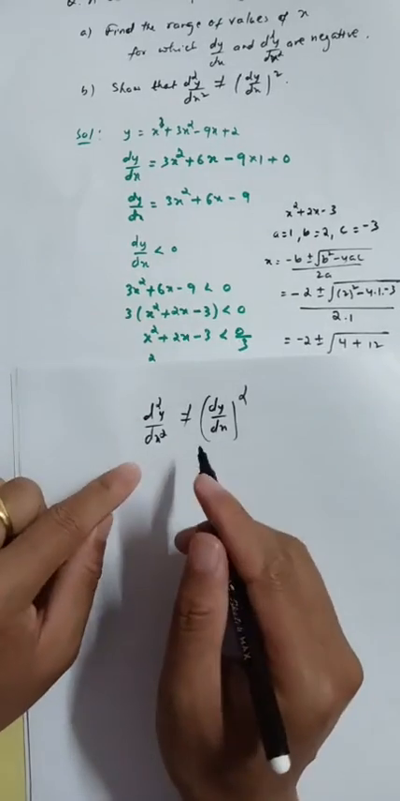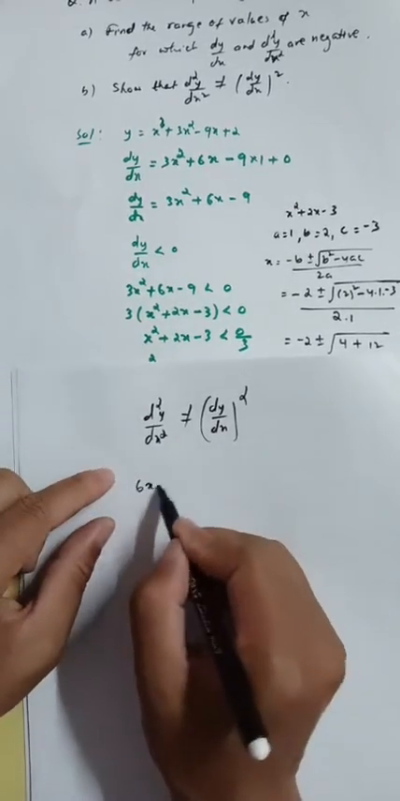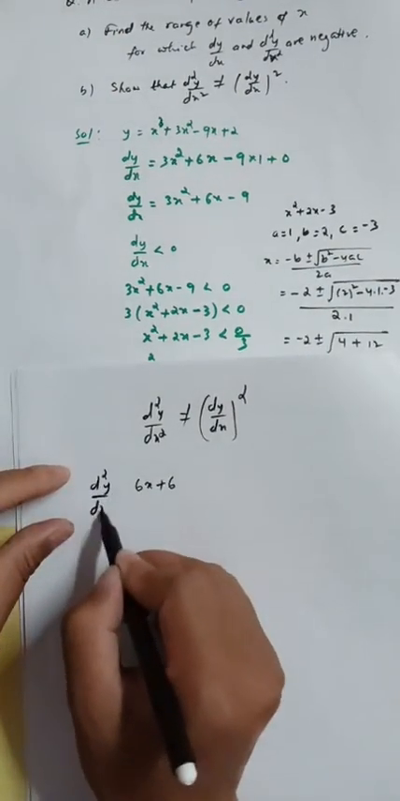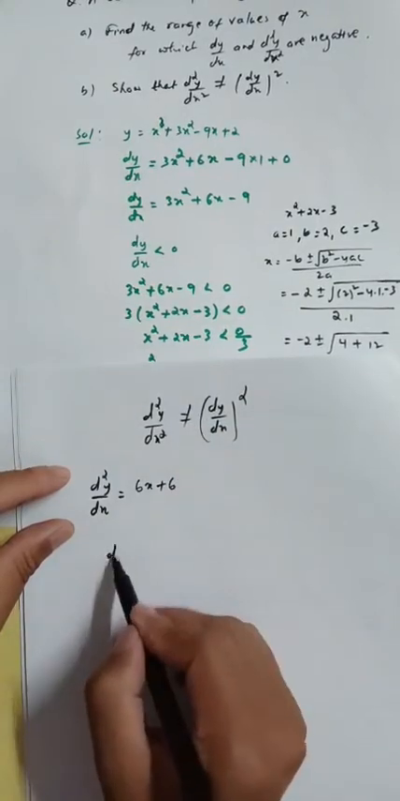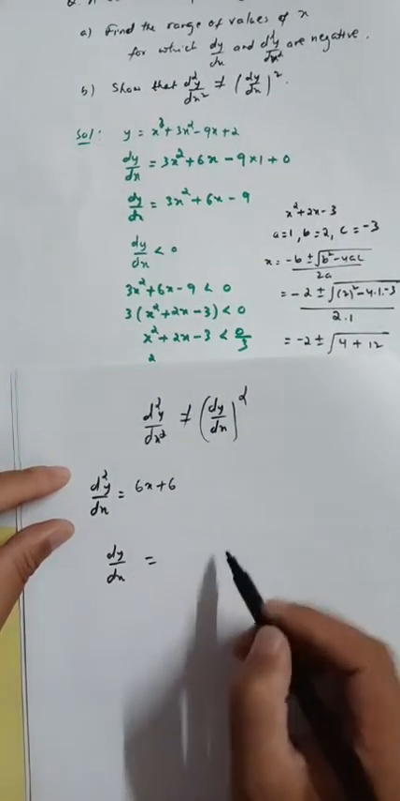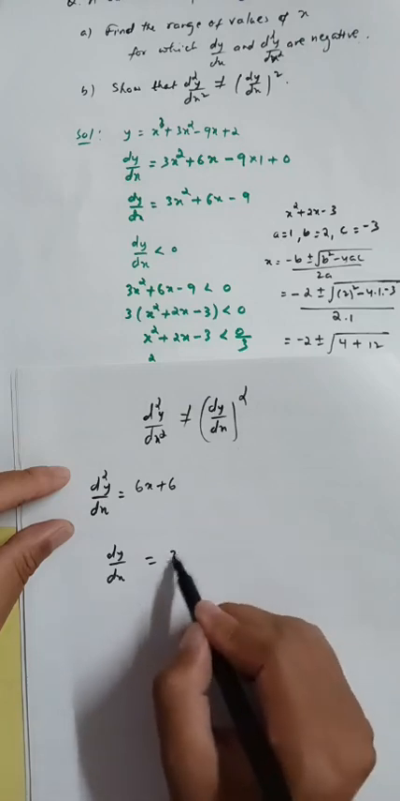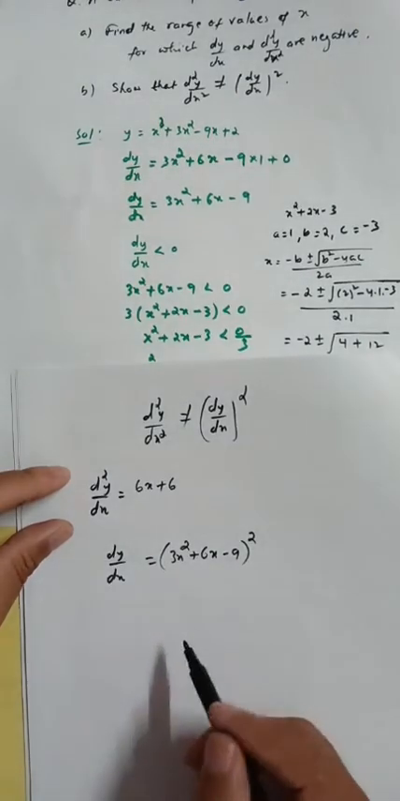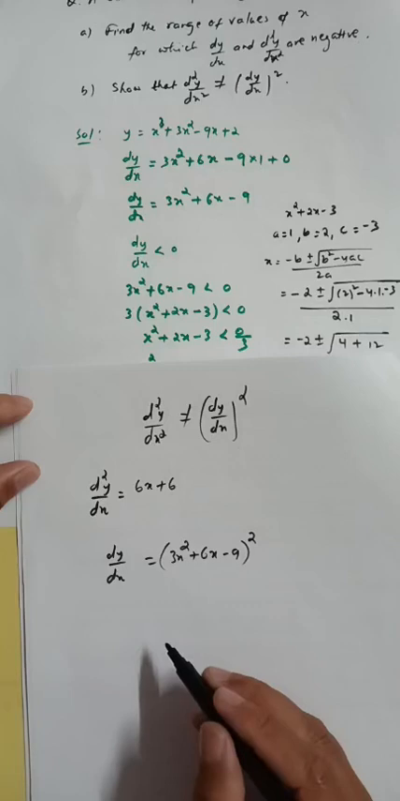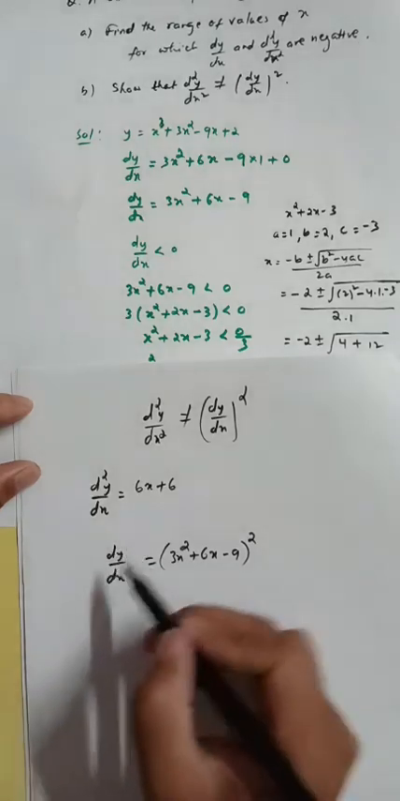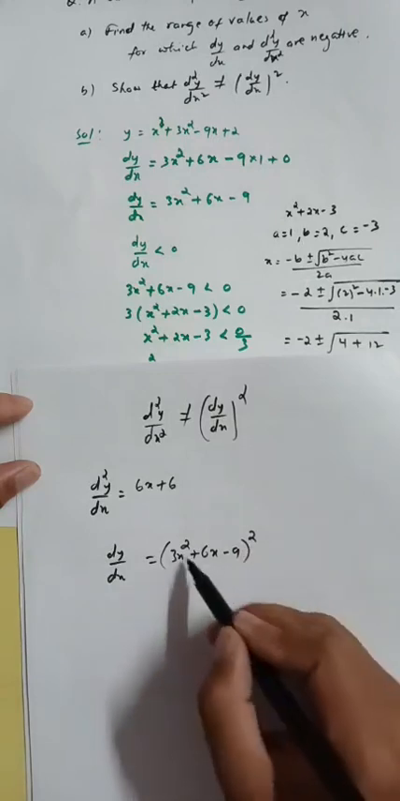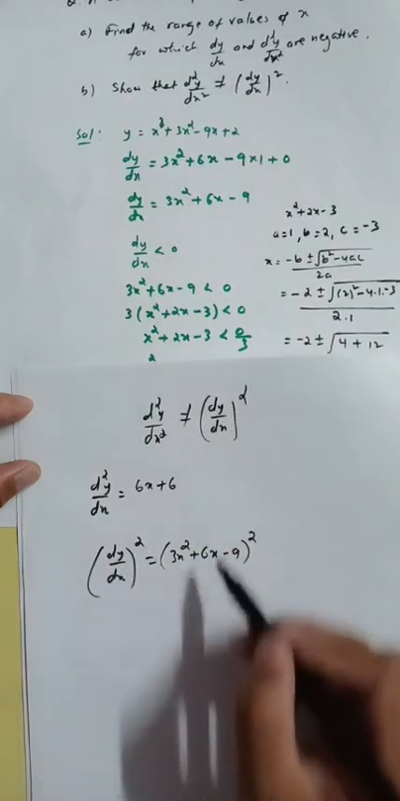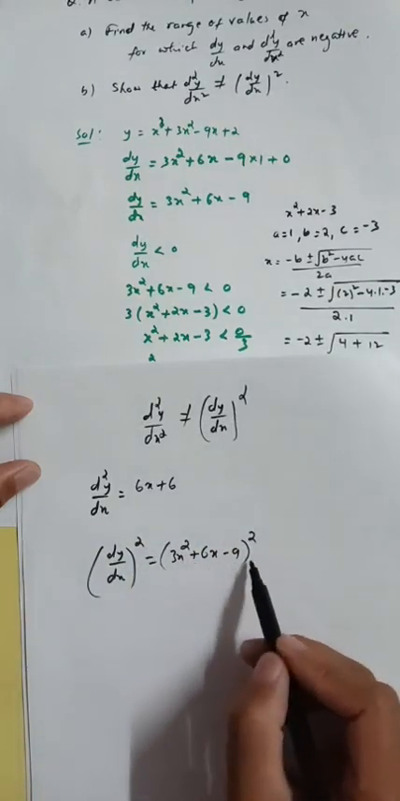So d2y over dx square, we got 6x plus 6. So that is d2y by dx square. Now dy over dx, we got 3x square plus 6x minus 9, the whole square. Now we have to square this: 3x square plus 6x minus 9.